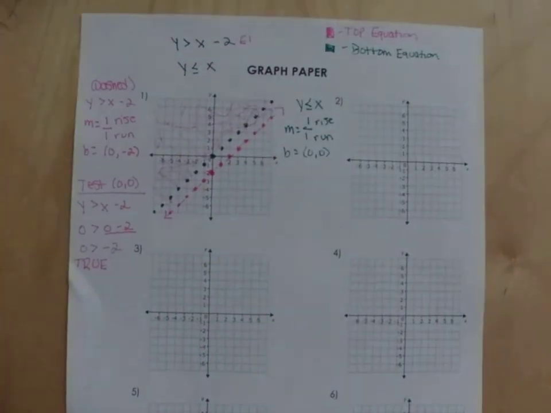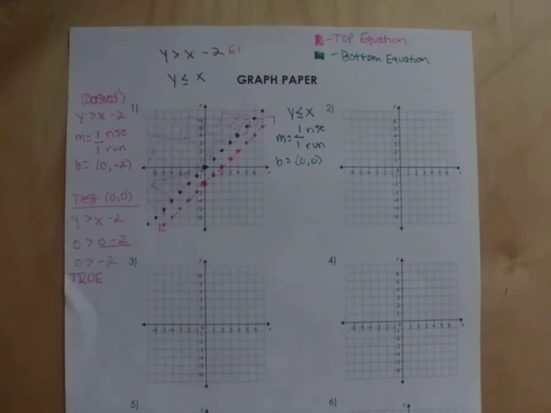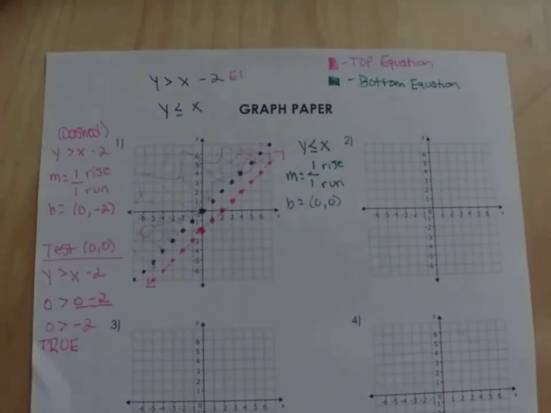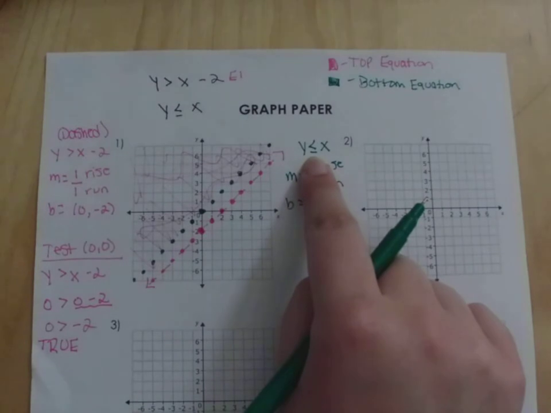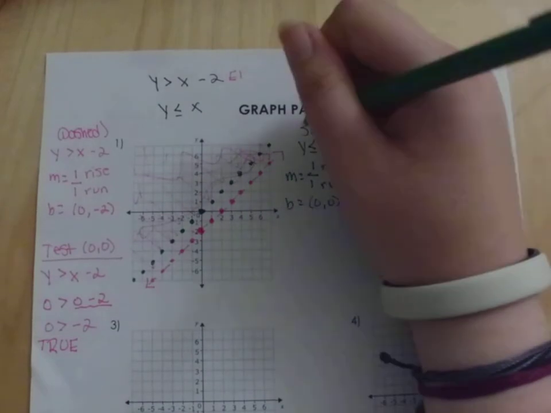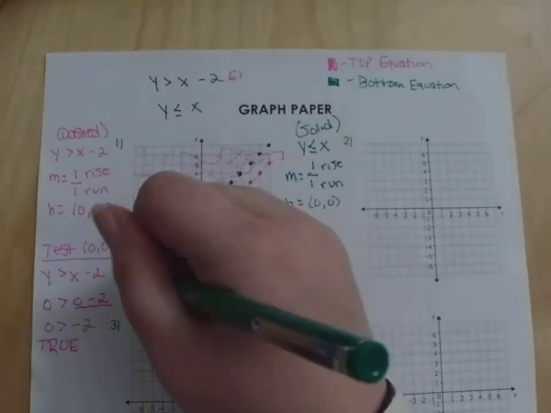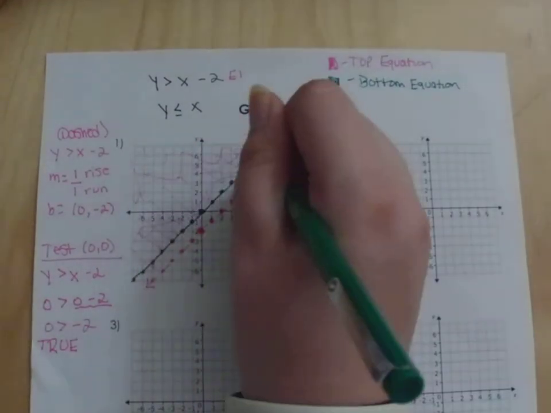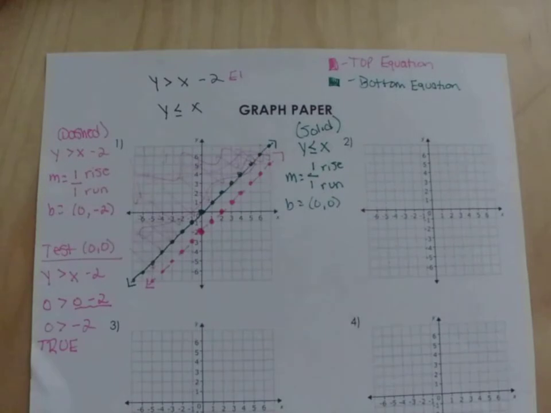And now before we connect our dots here, we need to figure out, is it going to be a solid or a dashed line? And that comes from our inequality symbol here. This is a less than or equal to. We have that equal to, so that means this is going to be a solid line. So I'm going to draw a solid line through my points here.